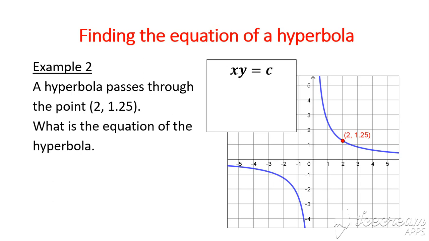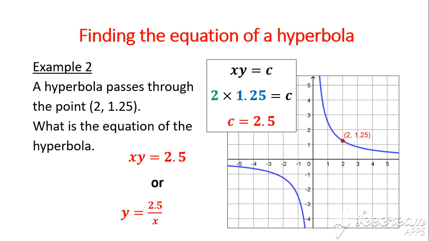So the equation x times y is equal to c. We're going to use the x value of 2 and the y value of 1.25 to go 2 times 1.25 is equal to c. So c is equal to 2.5. Let's write down our equation: x times y is equal to 2.5. You might prefer to write it as y equal to 2.5 over x, or a very clever way is to double the top and double the bottom so we don't get decimals and have 5 divided by 2x.